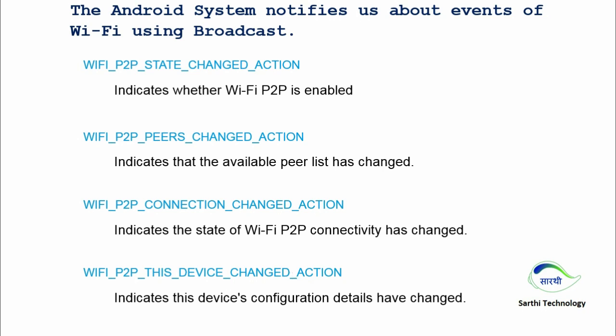Okay. So to create the broadcast receiver, first we will create a class, WiFiDirectBroadcastReceiver. You can choose any name. In this example, we are just using WiFiDirectBroadcastReceiver, and we extend this using BroadcastReceiver.